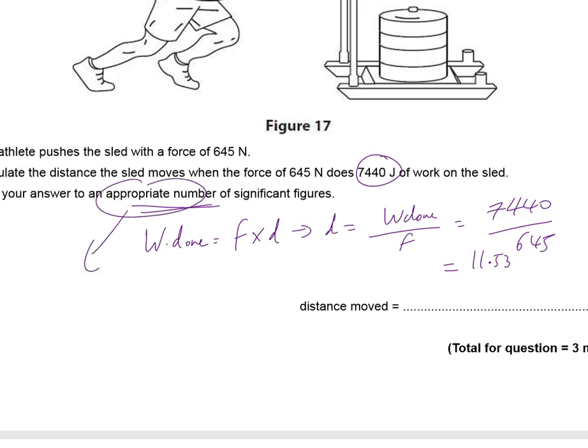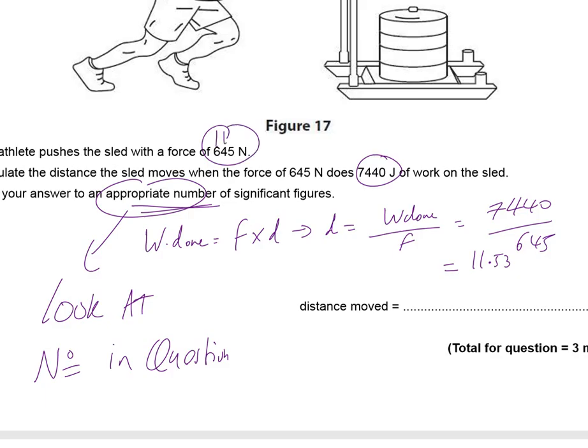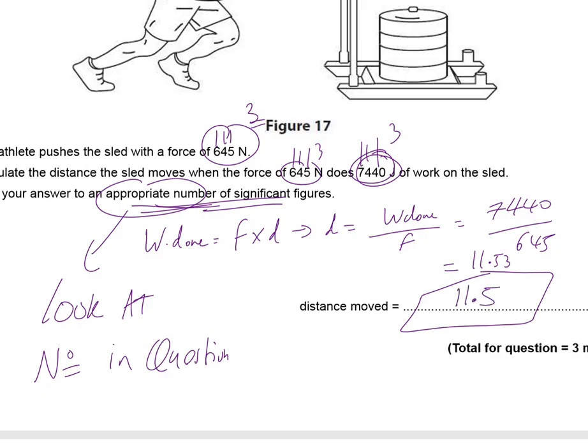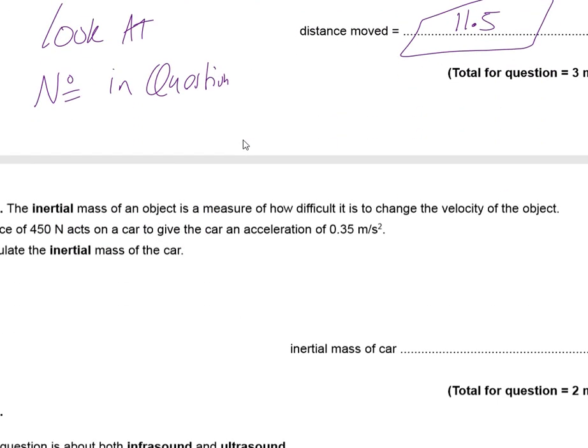What you do is look at the numbers in the question. This here has 1, 2, 3 significant figures. Here SF is 1, 2, 3. So therefore the appropriate SF is going to be 3, and the answer is 11.4. Okay, that's how we work out the appropriate SF.